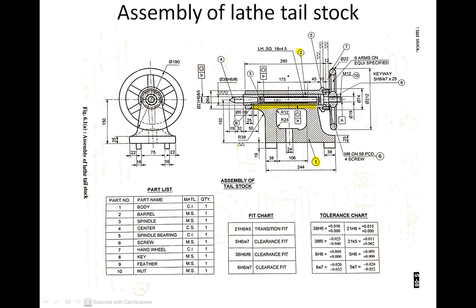Next is spindle. So the part number 3 is spindle. So if you observe, this is the part number 3, the spindle. So this spindle will fit into this barrel.